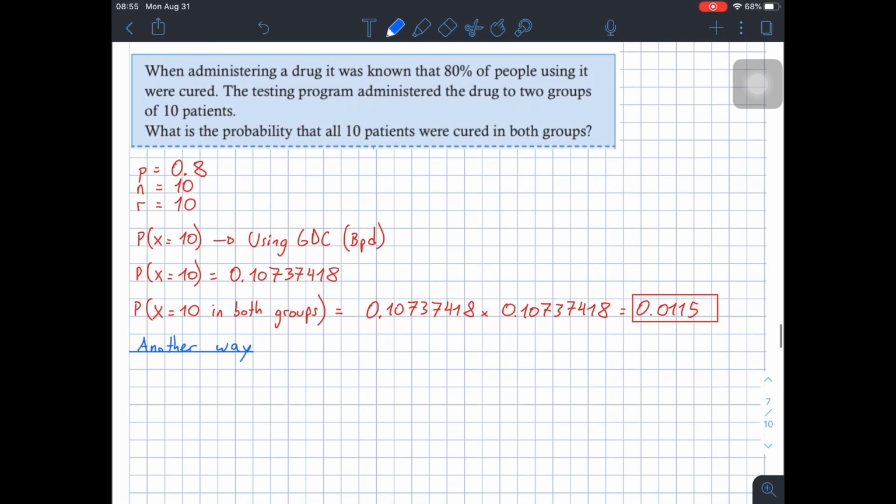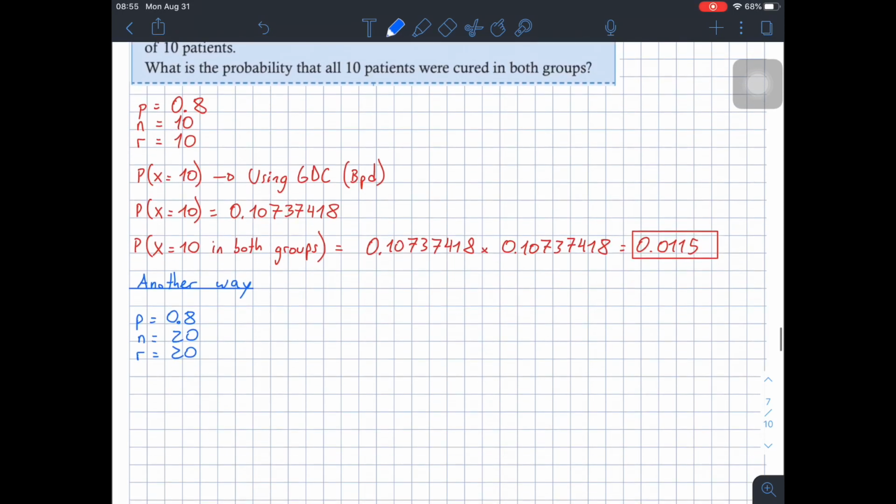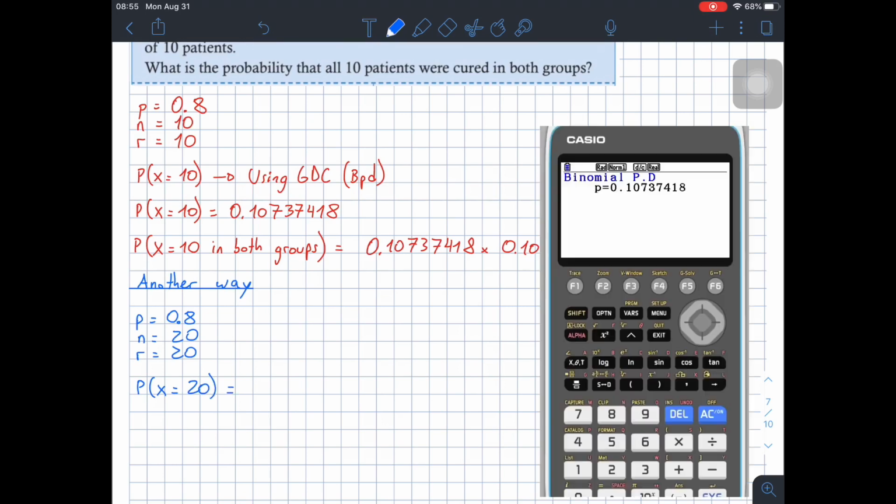So if we do that, we're going to say that the probability of success is 0.8 as always. N is now 20. And if we want all of them to be cured, R should be equal to 20. And if you calculate this in the calculator, probability of X being equal to 20, let me show you. If you go back, we're going to change X is equal to 20, number of trials 20, success 0.8, and you see that you get exactly the same value, 0.0115. So this is another way of calculating the probability, considering the 2 groups as one.